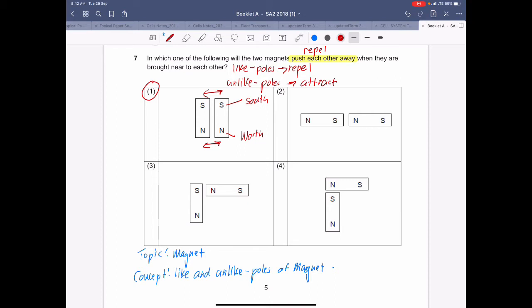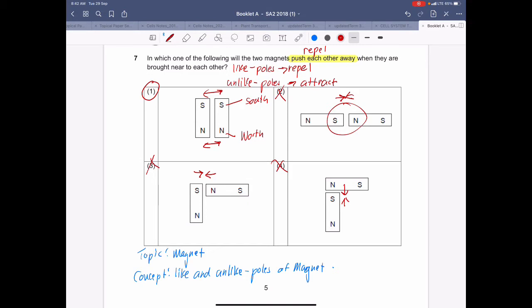Next, you want to check and eliminate, just to make sure that it is correct. These two will attract because opposite. These two will attract because opposite. This one will also attract, opposite. So cross, cross, cross. You see how easy it is to score those 2 marks.